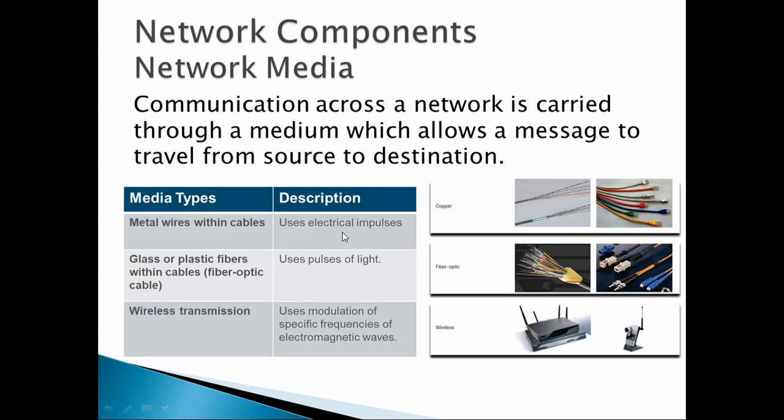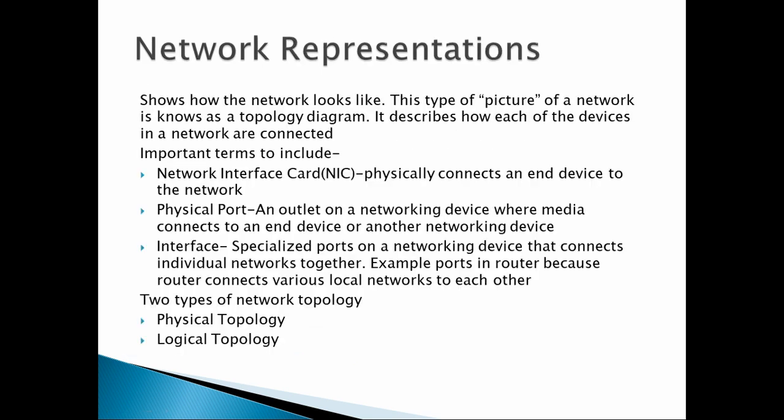Metal wire uses electric pulses, fiber optic wire uses pulses of light, or it can be a wireless transmission. We have Wi-Fi in all of our homes, so it is wireless. It uses modulation of specific frequencies of electromagnetic waves. Then we have network representations. It's basically a picture of a network. It shows how different devices are connected in a network.